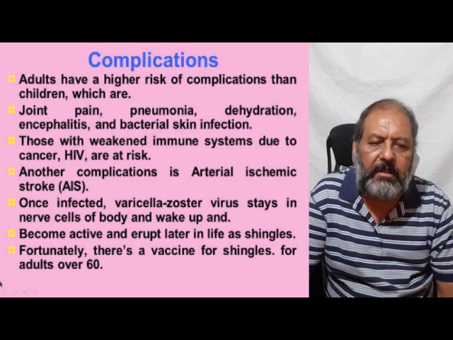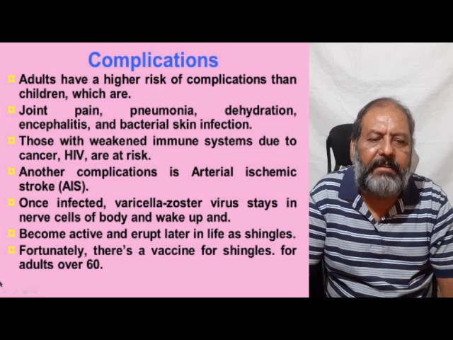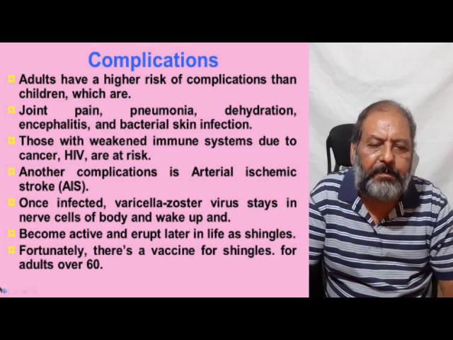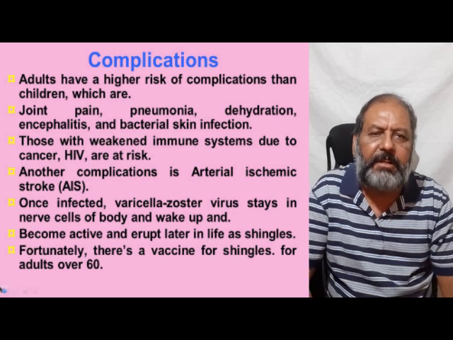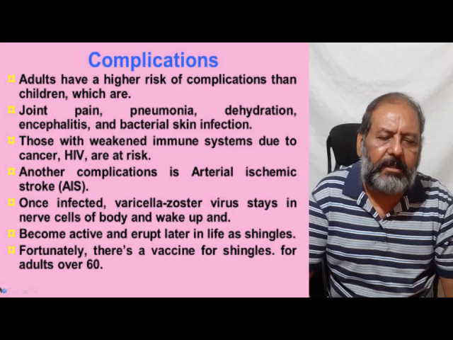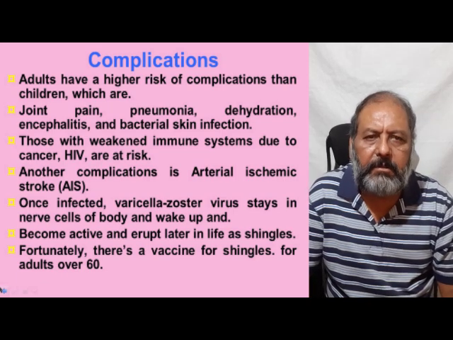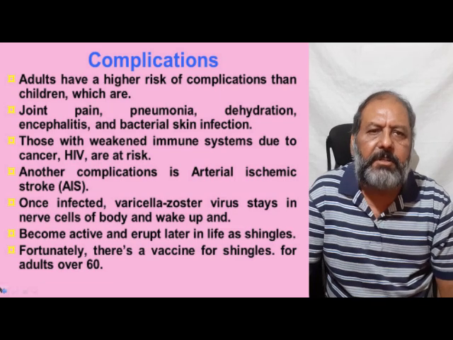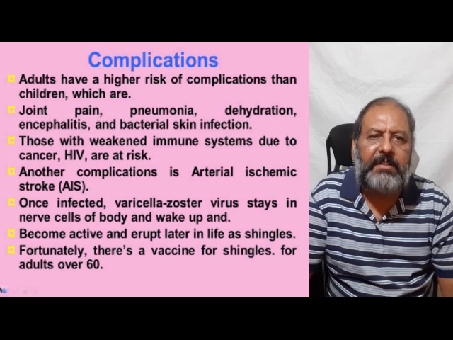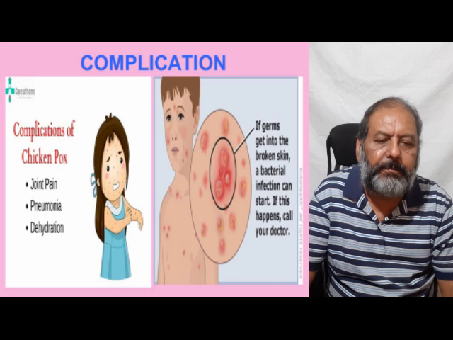Once infected, varicella zoster virus stays in the nerve cells of the body and wakes up again later and becomes active and erupts later in life as shingles. As I have already told you, they remain dormant in the nerves and on reactivation they just start appearing as shingles. Fortunately, there is a vaccine for shingles for adults over 60 years.